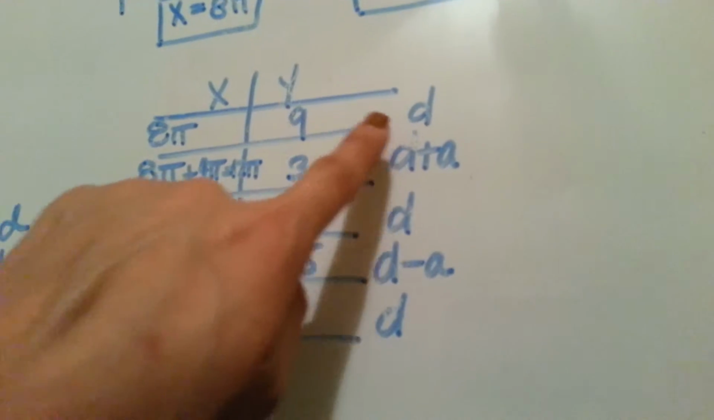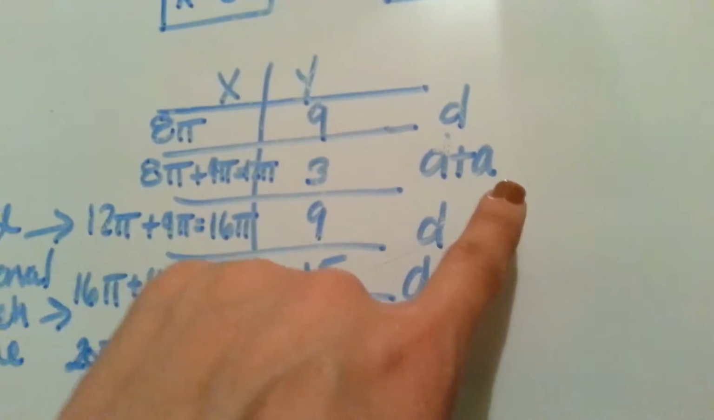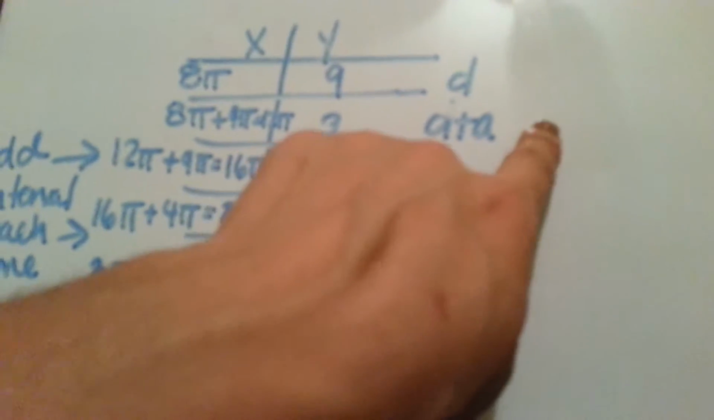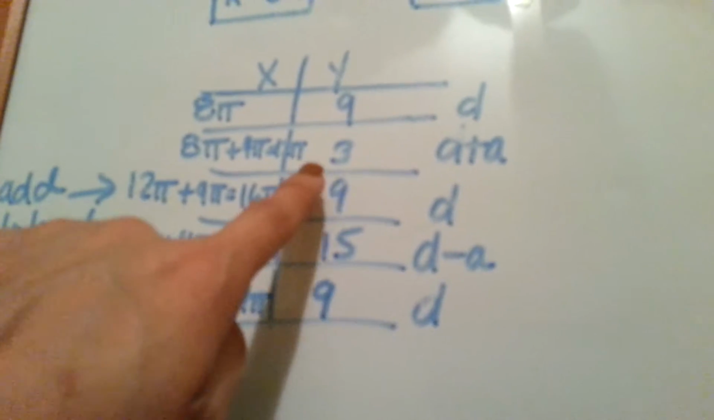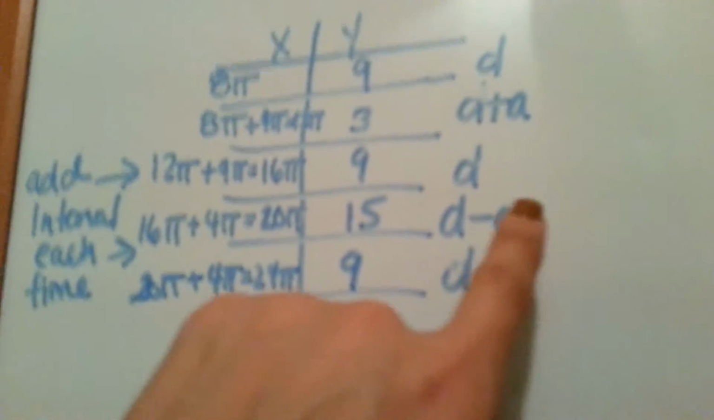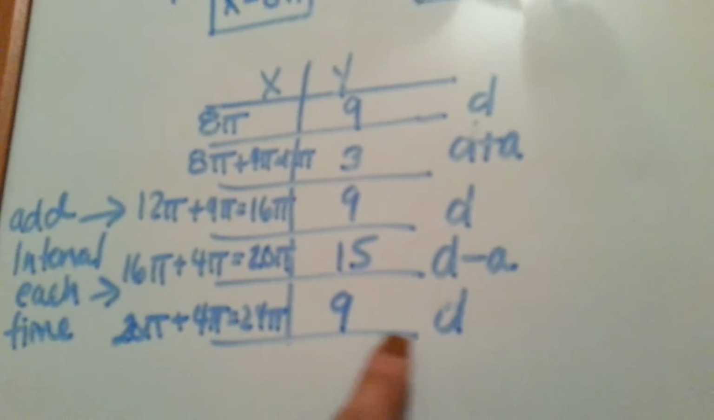Then we're going to figure out our y, which is d equals 9, and then d plus a, which our a in this case is negative 6. So we'll do 9 plus negative 6, giving us 3. And then our d is 9. Our d minus a would be 9 minus negative 6, giving us 15. Then our d, in this case, is 9.